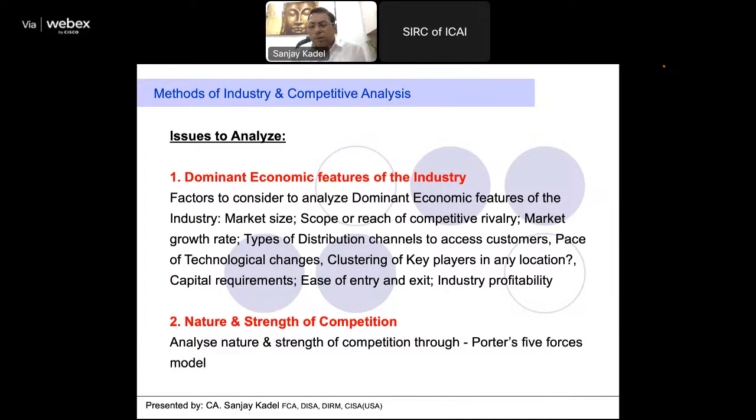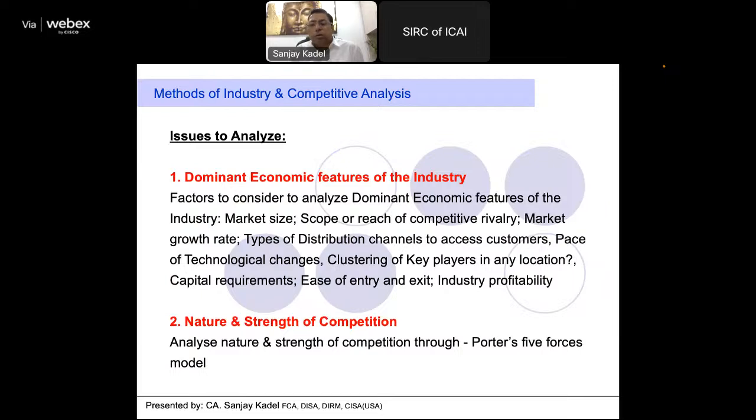Let us revise. When you talk about Porter's five forces model, what are the five forces which Porter is suggesting? Porter suggests that to analyze the competition, you should analyze five forces, five factors. What are those five factors? Number one, he says analyze the rival sellers. Who are all the rival sellers in your market? Analyze that.